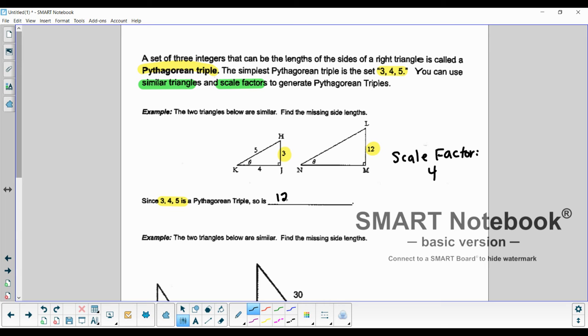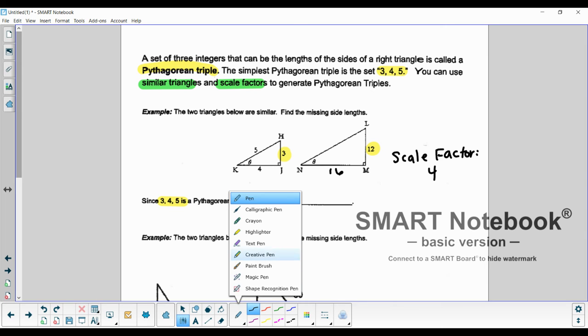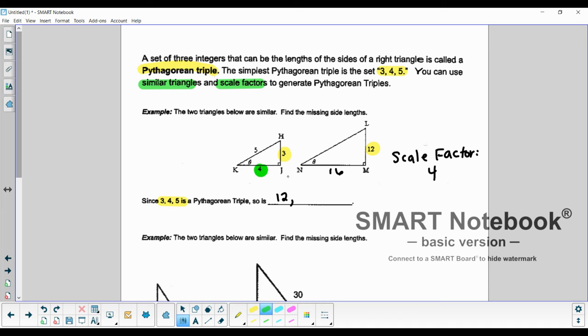3 times 4 is 12. 4 times 4 is 16. So we can match up those sides. 4 times the scale factor 4 is 16. And 5 times the scale factor of 4 gives me 20. So 12, 16, 20 is also a Pythagorean triple. We use the scale factor to take one Pythagorean triple and transform it to another.